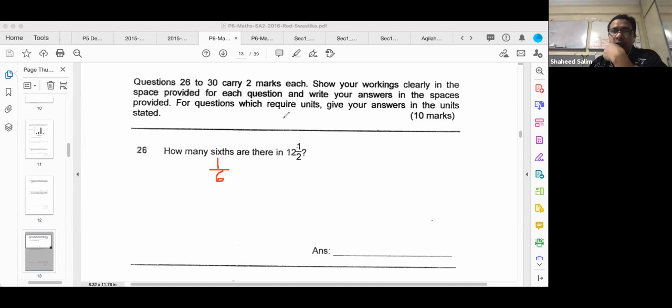Okay, if you do not know this one, you ask yourself, how many 6 are there in one? In one whole, how many 6? 6 is there, now you divide by 6. Your result is coming. Like that.